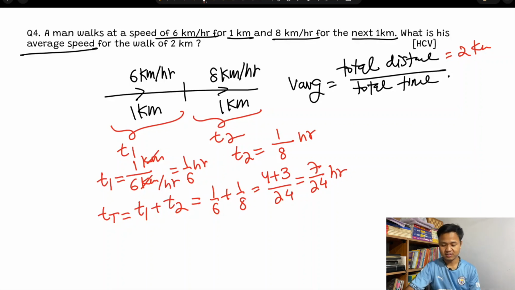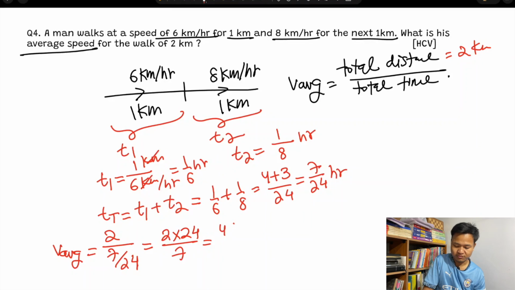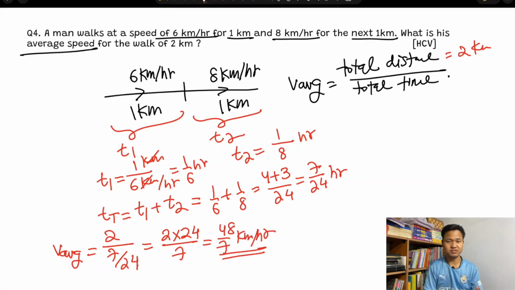So now I have total distance, I have total time. So tell me, what is the average velocity? Total distance 2 km divided by total time 7 by 24. So 24 goes up. So 2 into 24 by 7, which is 48 by 7 km per hour. Okay, so this is your answer. So the average speed is 48 by 7 km per hour. Okay, so let's move on to the next question.